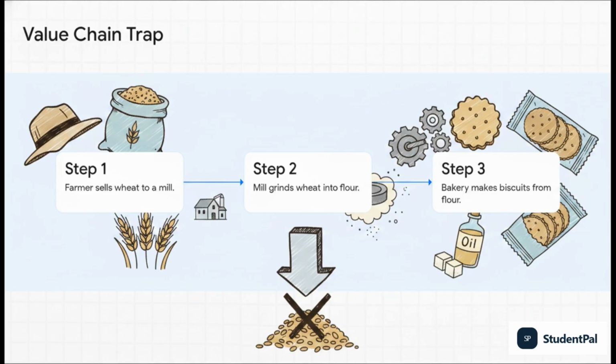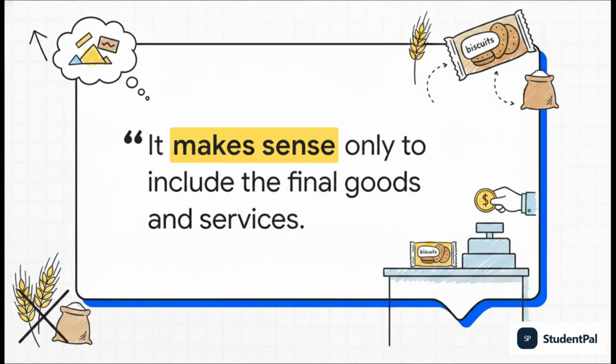Now, if the government just adds up the farmer's sale, plus the mill sale, plus the bakery sale, actually scratch that, that would be a complete disaster. We would be walking into a massive double counting trap. We'd be counting the exact same handful of wheat 3 separate times. And this beautifully illustrates the golden rule of economics, guys. It makes sense only to include the final goods and services. Why?